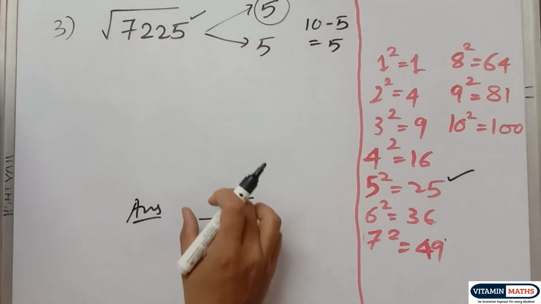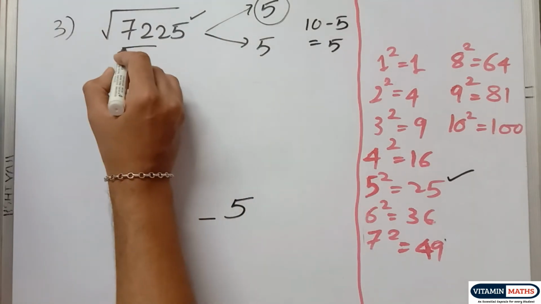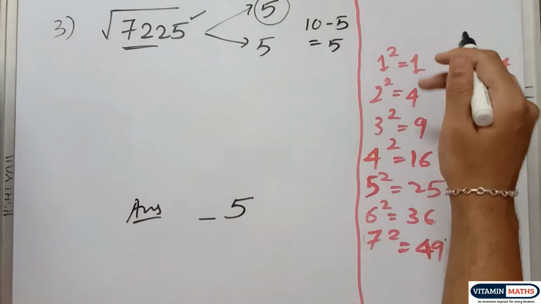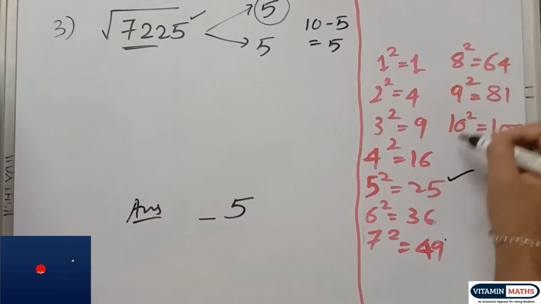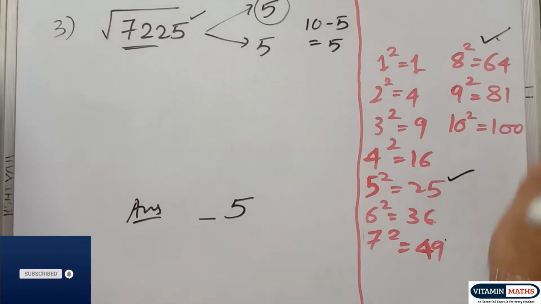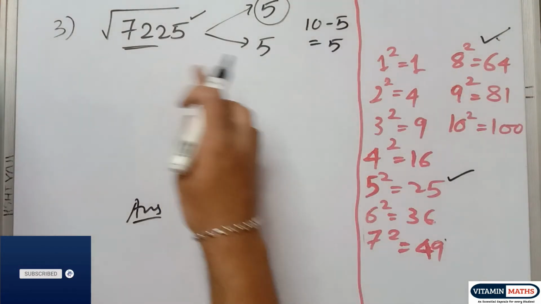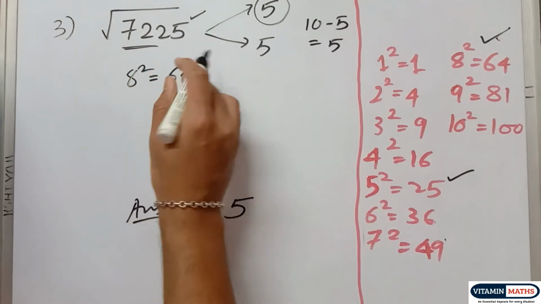The tens digit you have to find out. To find which perfect square is closer to 72, just see here: 8 square is 64, which is close to 72. So take it. 8 square is 64, which is close to 72.